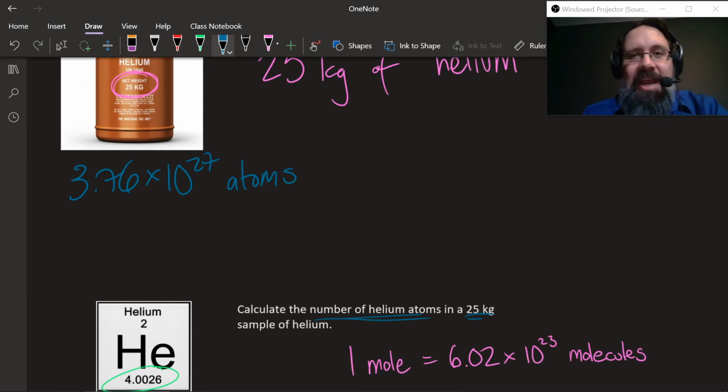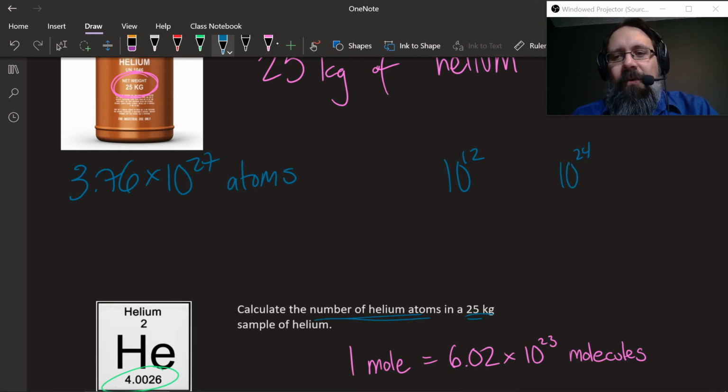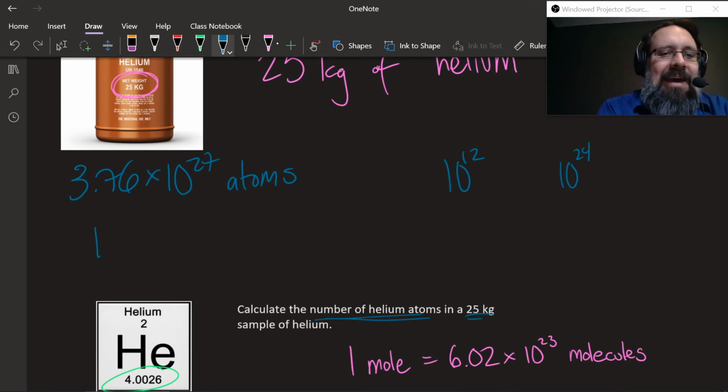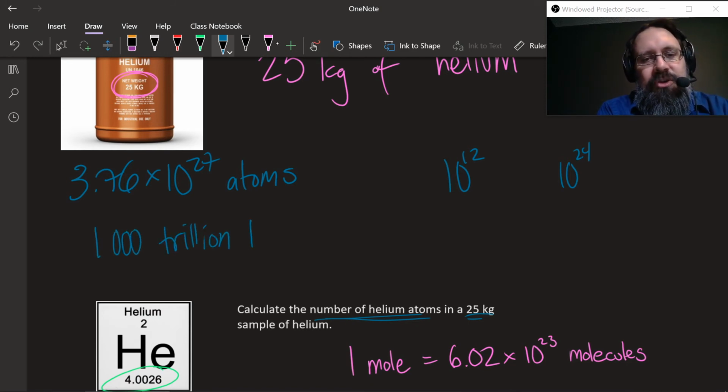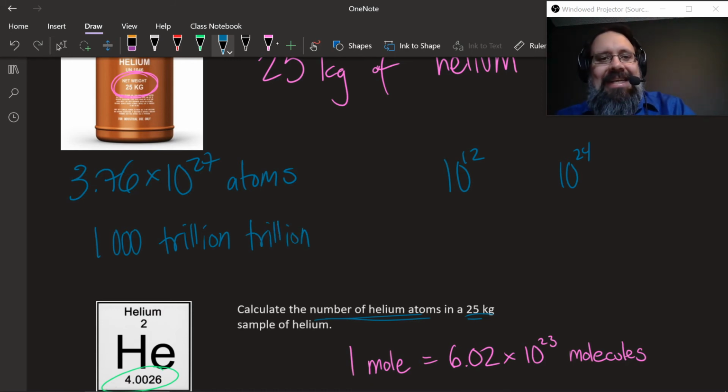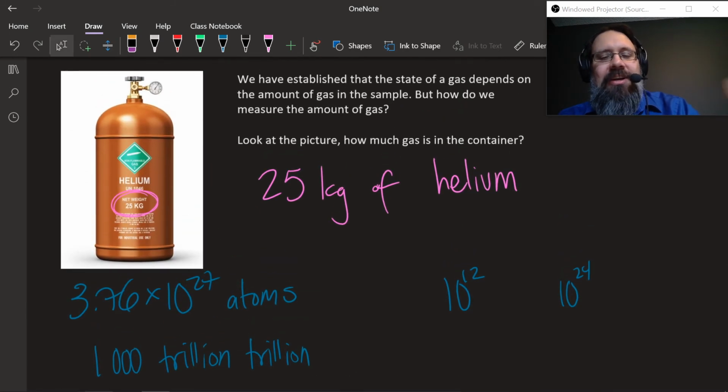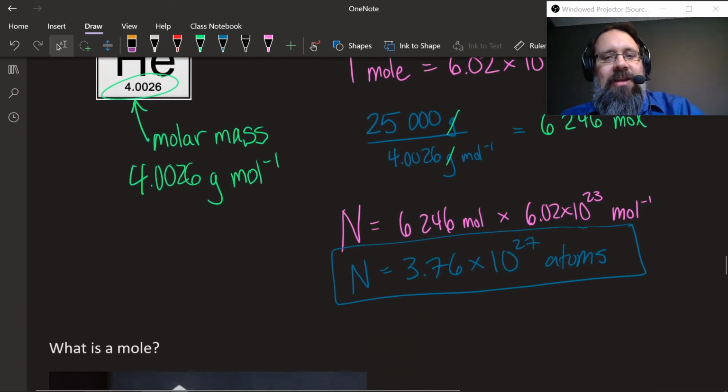That is a giant number. I mean, what is that? Like 10 to the 12 is a trillion. So 10 to the 24 is a trillion trillion. We're still 1,000 less than that. So this is 1,000 trillion trillion. That's a huge number. Atoms are tiny, and plus they're packed into that container. This is under high pressure. It's compressed helium, so they're all squished in there.